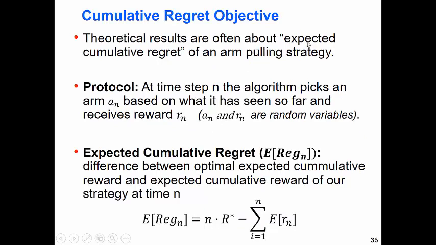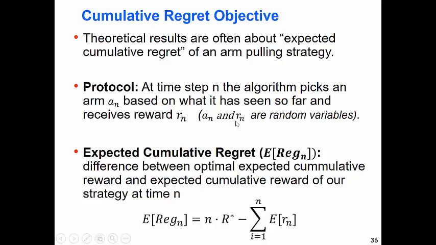The theoretical results are usually about the expected cumulative regret. That's all you can really talk about, because any particular run could be arbitrarily bad or good. But we're interested in the expected behavior, just like we are in MDPs. So we're going to have a protocol: at time step n, the algorithm picks an arm A_n based on what it's seen so far, and it receives the reward R_n by pulling that arm. That's the protocol.